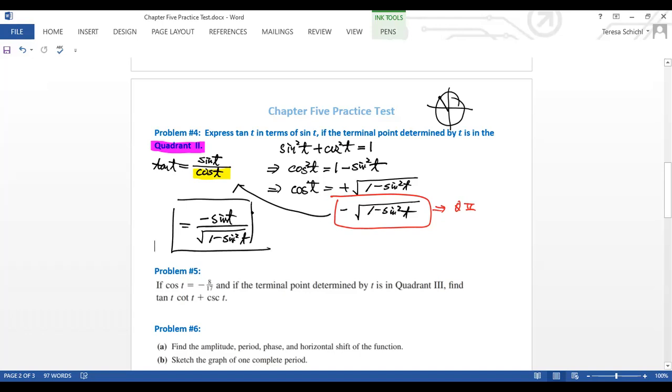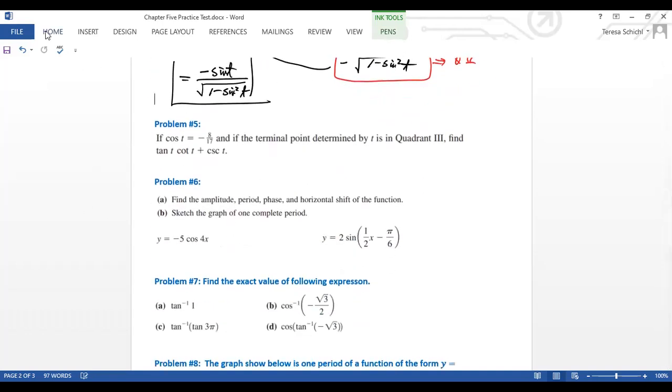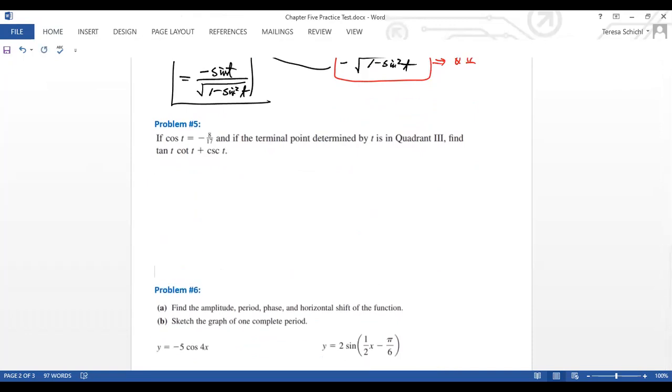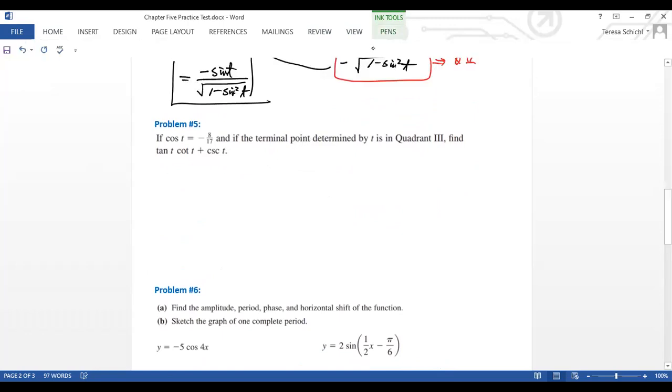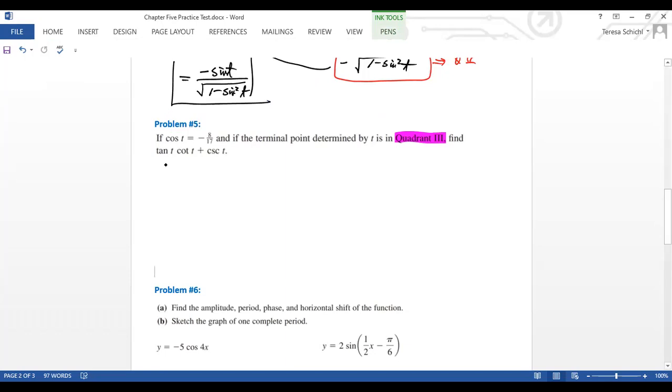Okay, so now let's take a look at problem number 5. It's very similar to the one we did before, and let's see if we know how to do it. So let's say cosine t is equal to negative 8 over 17 here. All right. And the terminal point is in quadrant number 3 here. I want to find tangent t times cotangent t plus cosecant t. So for this one, we always need to find the x and the y, right? So let's do the same thing.